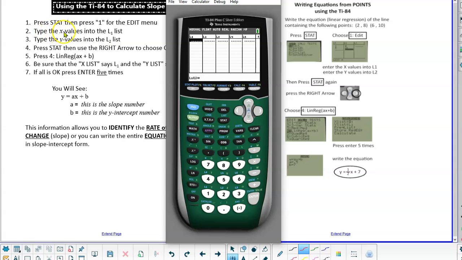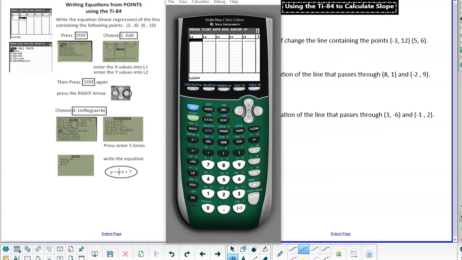Right? So all of my x values will be typed into L1, and all of my y values will be typed into L2, list 2. So I'm going to move my screen over again, and let's see if we can type these numbers in. So again, stat, edit, and this is where you enter your points.